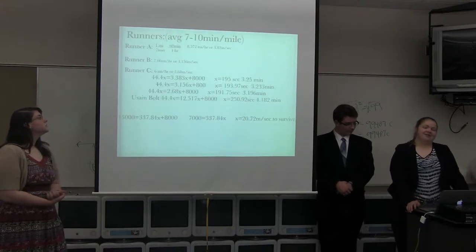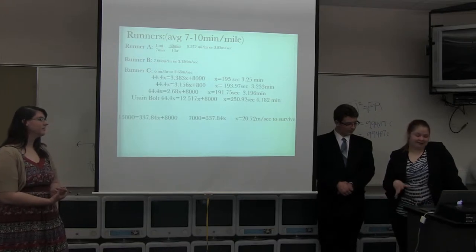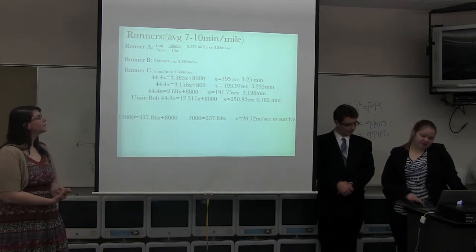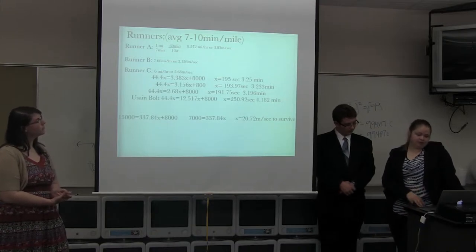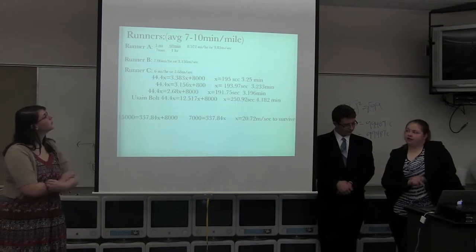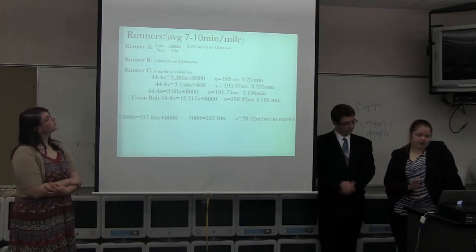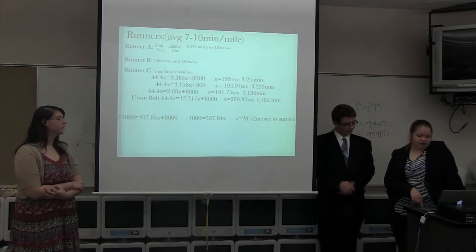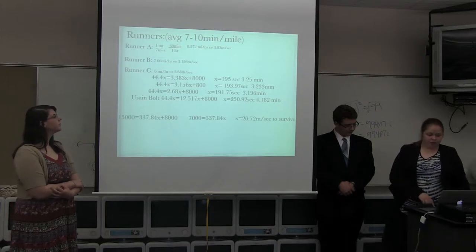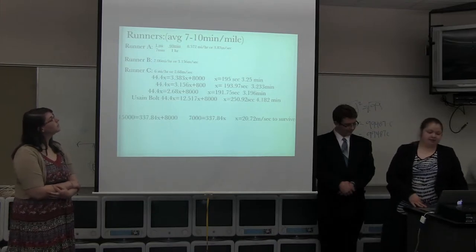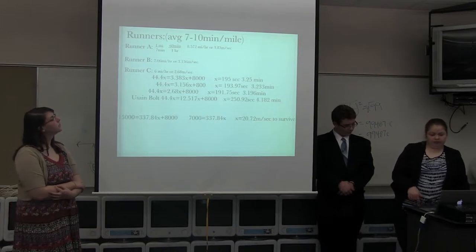Okay, so then we wanted to see if anyone in Pompeii could survive if they were running away from the pyroclastic flow. And we found that an average person can run a mile in 7 to 10 minutes. So we have three runners, runner A, B, and C. Runner A is running a mile in 7 minutes, runner B is doing a mile in 8.5 minutes, and runner C is doing a mile in 10 minutes. And then we just use a conversion, 1 mile over 7 minutes times 60 minutes over 1 hour to get 8.572 miles per hour or 3.83 meters per second.